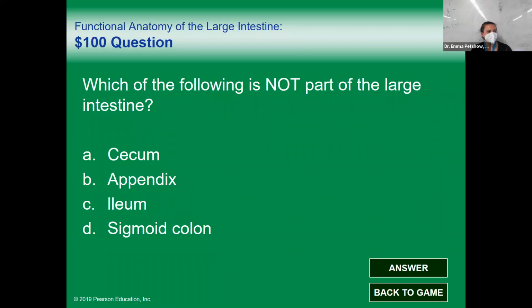Rapid fire. Good, we'll put you on the spot. No, I'm just kidding. Welcome back. Which of the following is not part of the large intestine? The cecum, the appendix, the ileum, the sigmoid. Yes, the ileum, correct.